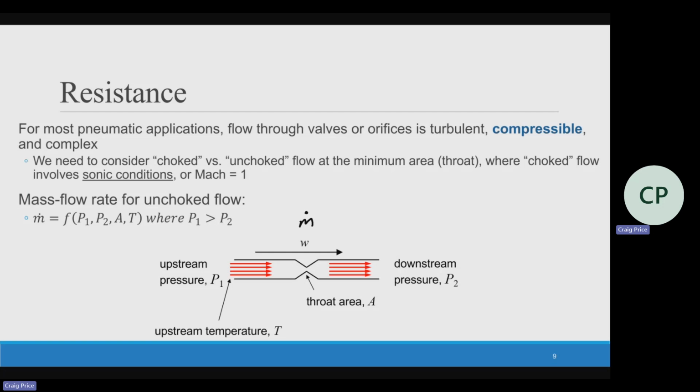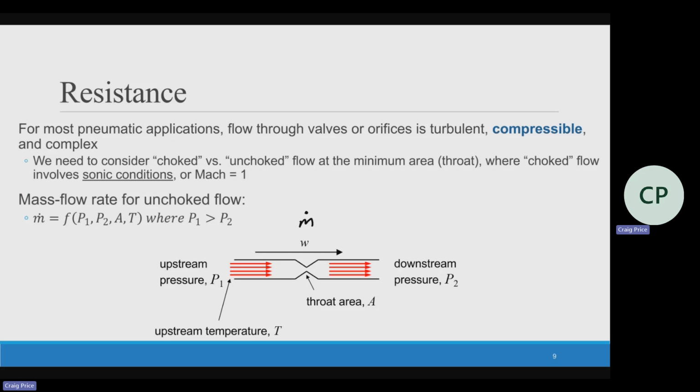So if we have some kind of throat valve, whatever, we'll talk about those two things. But let's look at this diagram, for example. Mass flow rate is a function of these two pressures. So we're talking about upstream pressure 1, downstream pressure 2. Which pressure is higher? It's always got to go from high pressure to low pressure. So P1 is greater than P2.